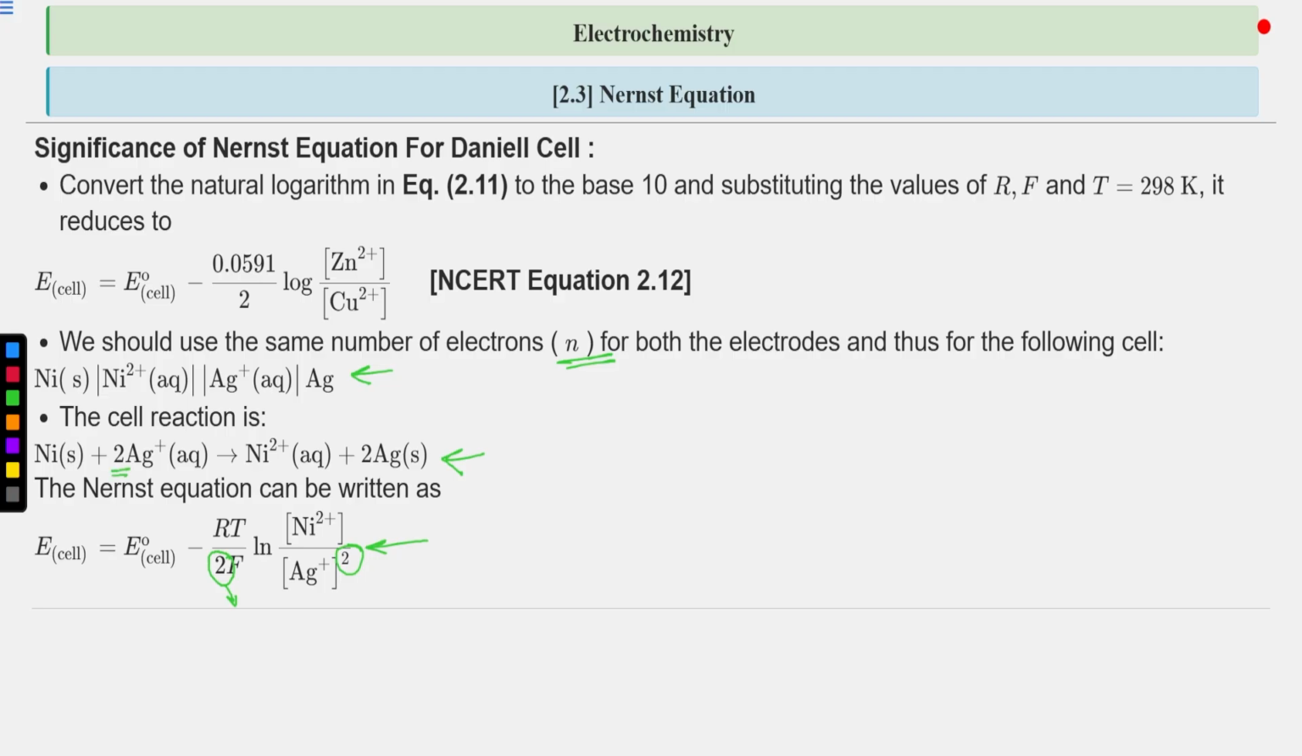Right? So nickel 2 plus is in the aqueous form. In the product side, we write nickel 2 plus, no coefficient is present, so we don't write anything in the power; it will be 1. And the Ag plus has 2, because in the reactant side the silver plus is in the aqueous form, and the coefficient before the silver is 2, so we write the Ag plus concentration squared here. Okay, so this is the Nernst equation for the cell reaction.